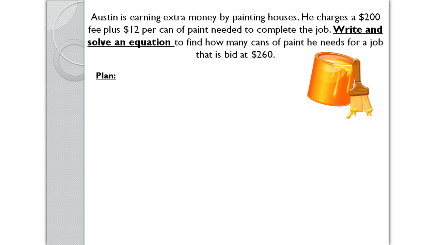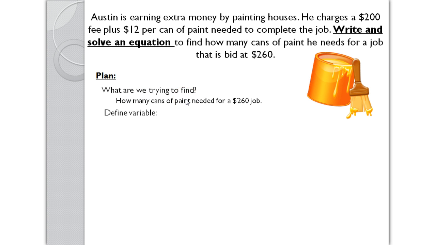All right, well, we need a plan here. So what are we trying to find? Well, we are trying to find how many cans of paint is needed for a $260 job. So the key is how many cans of paint. So when I define my variable, it will be x equals number of cans of paint.